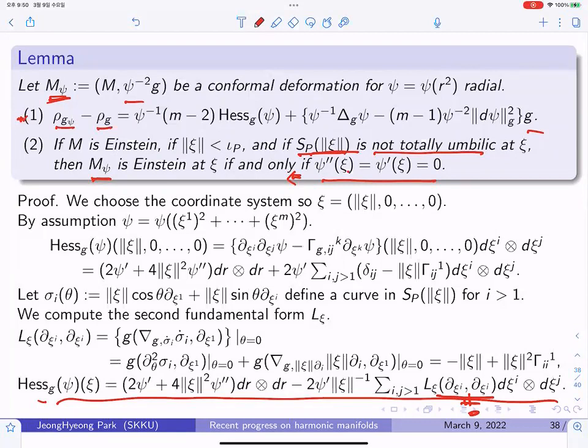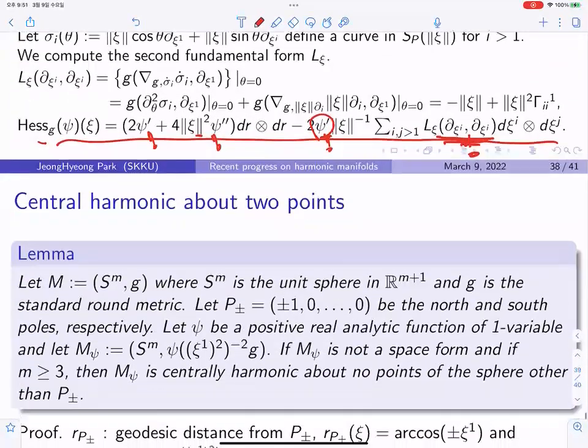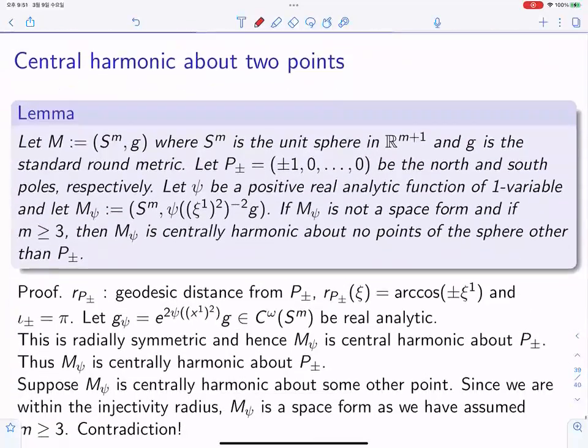Then if this equation has to be some multiple of the metric tensor, then this has to be zero. So for example, this is zero, this is zero, this is zero. If it is not zero, then M psi is Einstein. And reversely, if the Hessian is a multiple of the metric tensor, then it will be Einstein. So this is not a multiple of the metric tensor, so this has to be zero, then this has to be zero, then this has to be zero. Okay, so from this, we build the central harmony about 2 points.